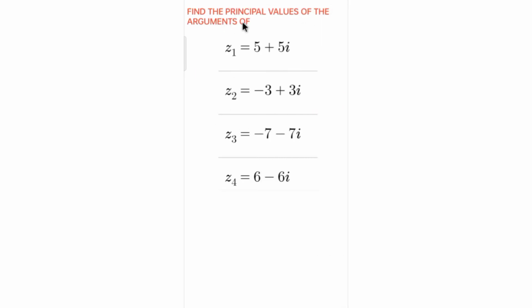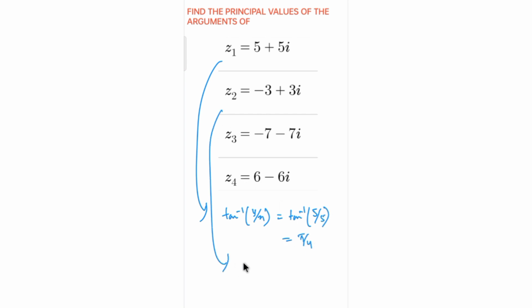So here we have some questions on the same topic, the same numericals as the previous question that I have taken, that is, the argument of these same complex numbers. But how will it differ from the principal value? We will see here. For z1, it's in the first quadrant, so directly we can say our principal value is tan inverse of y by x. So tan inverse of 5 by 5, which is equal to tan inverse of 1, which is equal to pi by 4.